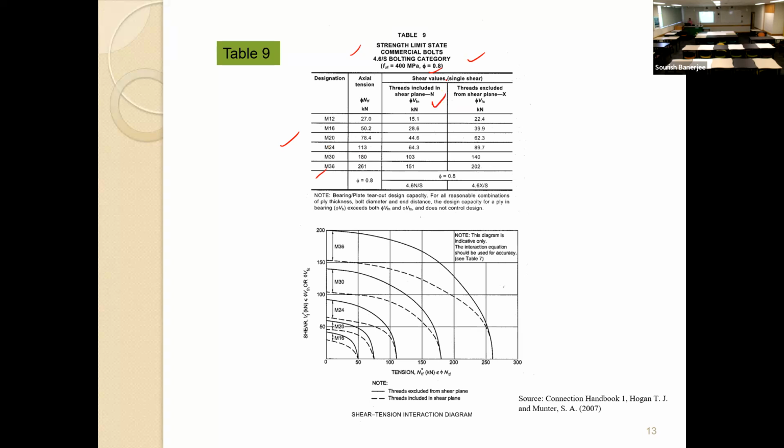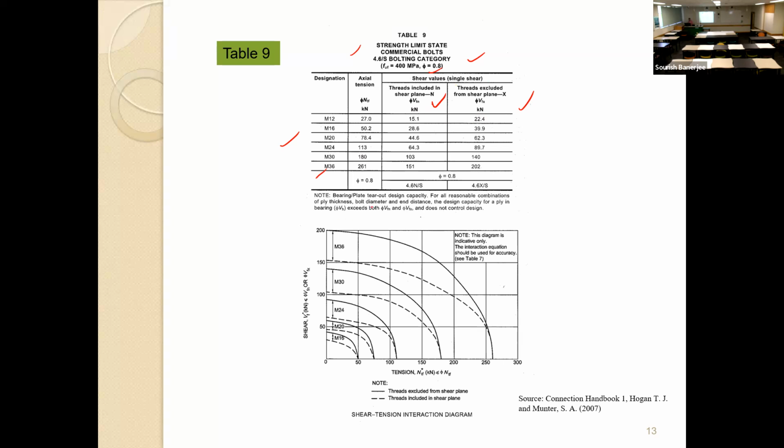Threads included in the shear plane, this is the capacity. Threads excluded from the shear plane, this is the capacity. Obviously, you can see that when threads are excluded from the shear plane, the capacity is higher. And it's quite significantly higher in some of the cases, and not just some, I would say almost all the cases, you'll see a significant increase in the capacity when threads are excluded from the shear plane. This is an important point to note.